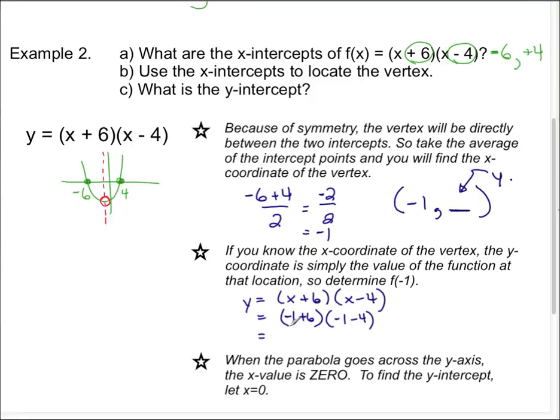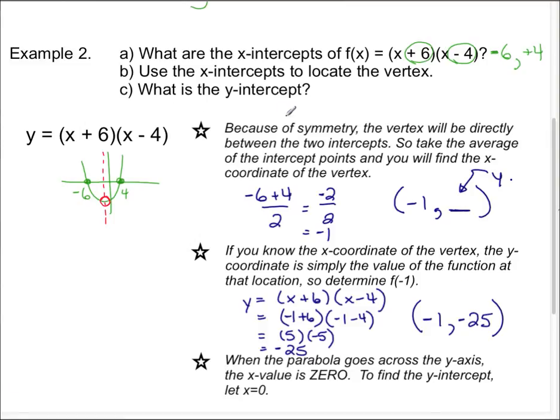Now let's do the math here. -1 + 6 is 5. And -1 subtract 4 is -5. Well, 5 times -5 is -25. So now I have my whole vertex. My vertex is at -1, -25. So that's how to use the x-intercepts to find the vertex.